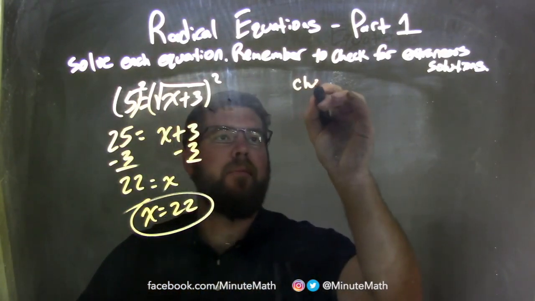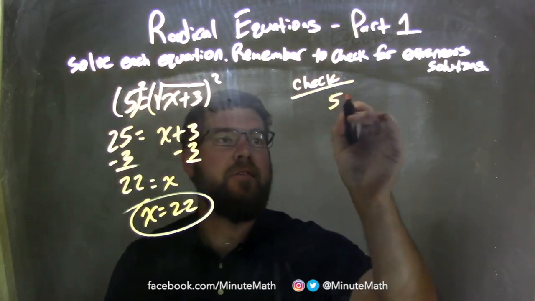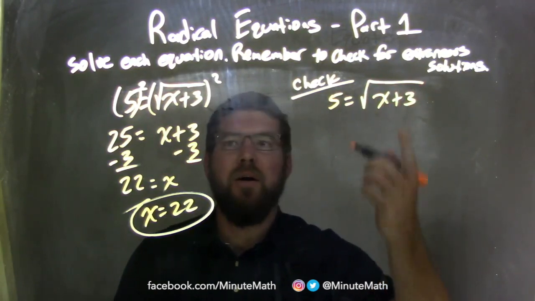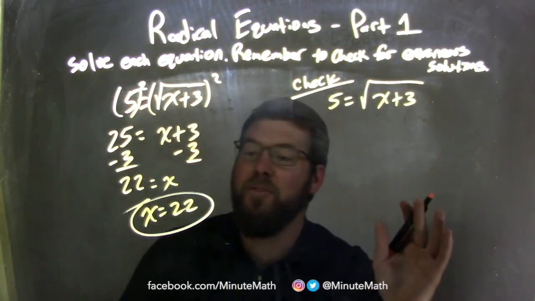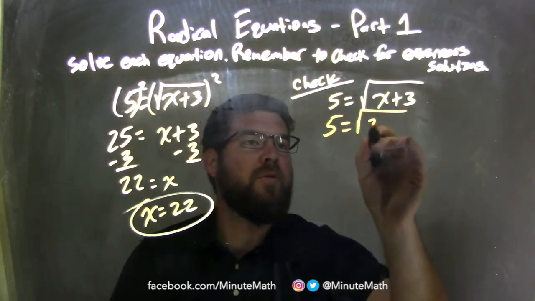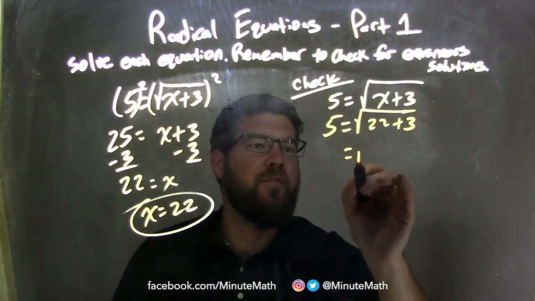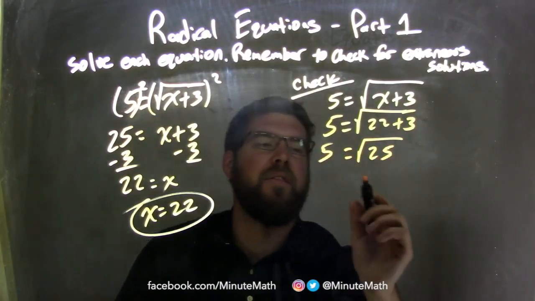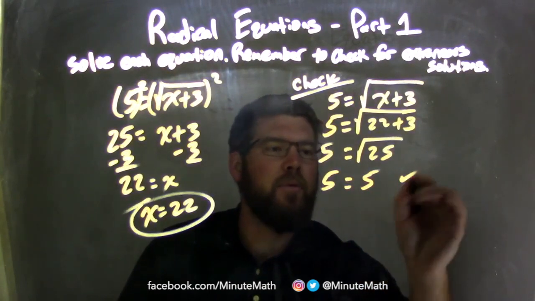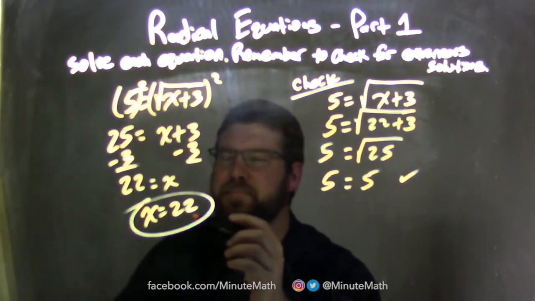Well, now I need to check. So to do that, I rewrite my equation. 5 equals square root of x plus 3. I'm sorry, I'm not solving here. I'm checking. I take 22 and plug it in for x. So 5 equals the square root of 22 plus 3. Let's simplify this. 22 plus 3 inside the square root is a 25. 5 is on the outside. Square root of 25 is just 5. They're equal. We're good. That means 22 was my answer, my real solution here.